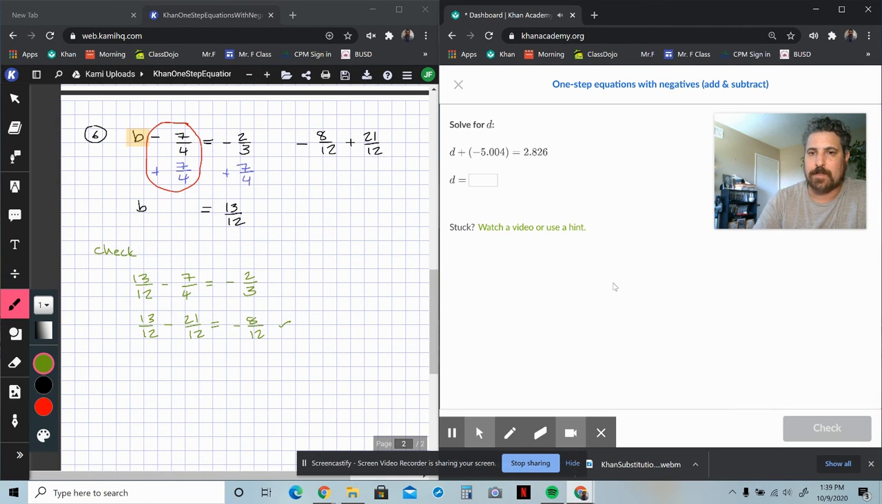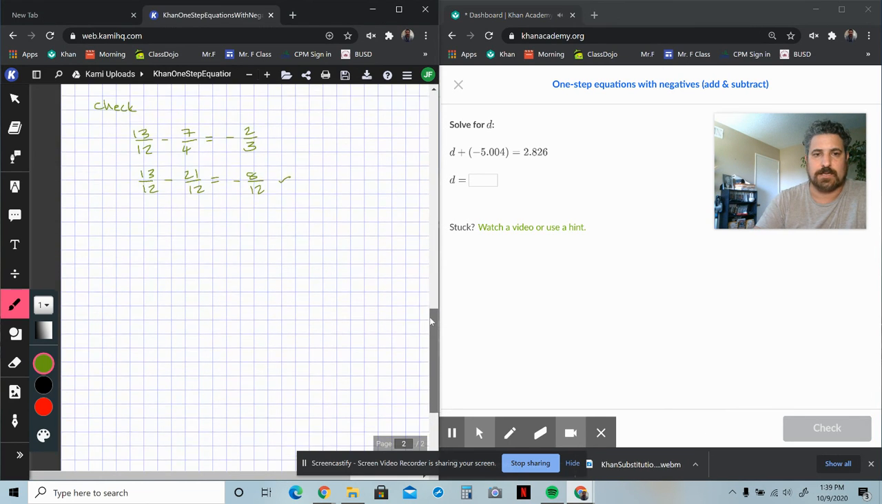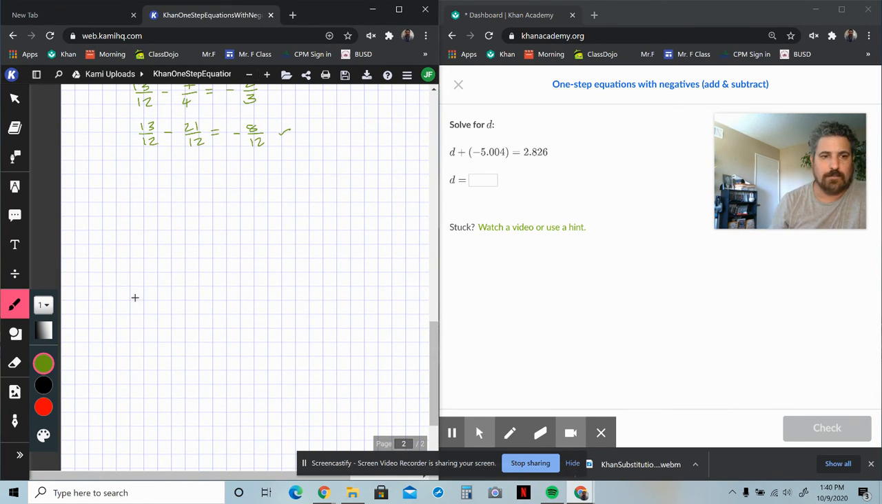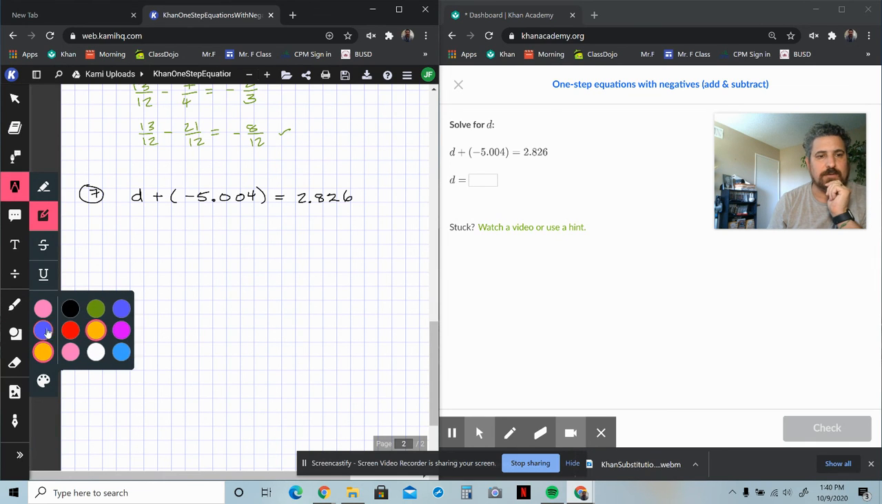And there's your answer. And last but not least, we've got a little decimal problem here. So we're going to do number 7 here very nicely. It's going to be d plus the value of negative 5.004 is equal to 2.826. All right, fair enough. You want to get the d all by itself. We call this isolating the variable. So we've got to get rid of this plus negative 5.004.